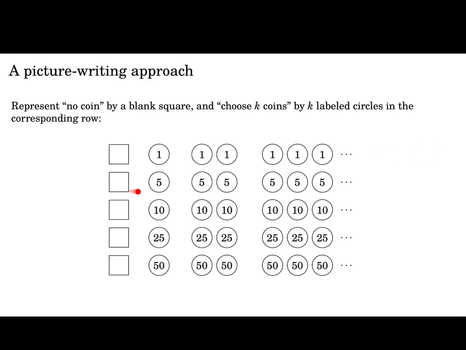Then you make a choice of how many nickels you want. You make a choice of how many dimes you want, and so on. So each row represents all possible choices for one coin denomination. And so this is our first step, just writing out all the possibilities.